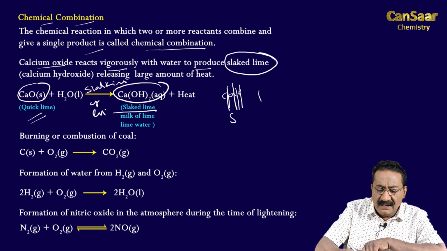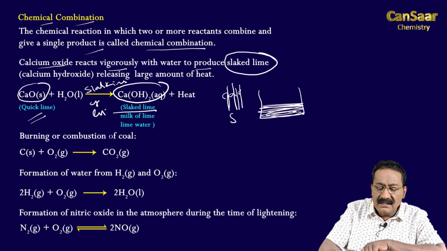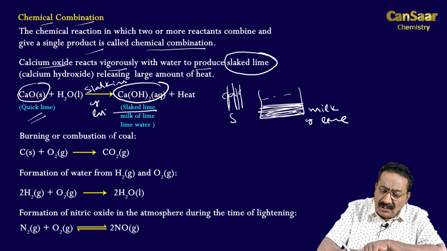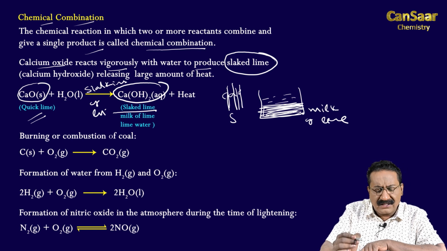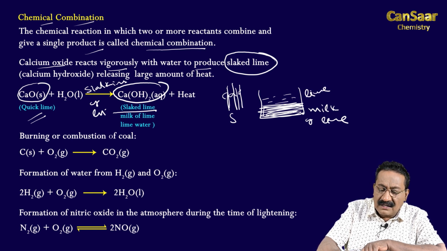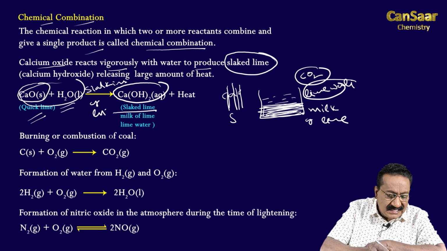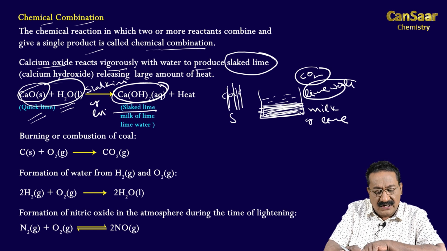And this slaked lime, if it forms a thick white precipitate, is called milk of lime. It is used for whitewashing. And the solution above this thick white paste, a clear solution, is called lime water. It is used to detect carbon dioxide gas. Hence, CaO with water, two reactants giving only one product, Ca(OH)2, is correctly called chemical combination.